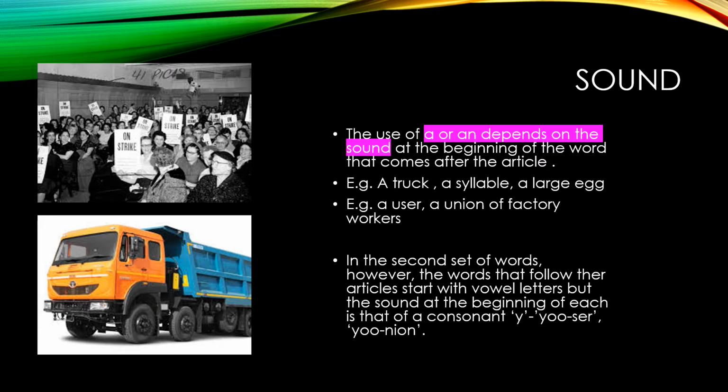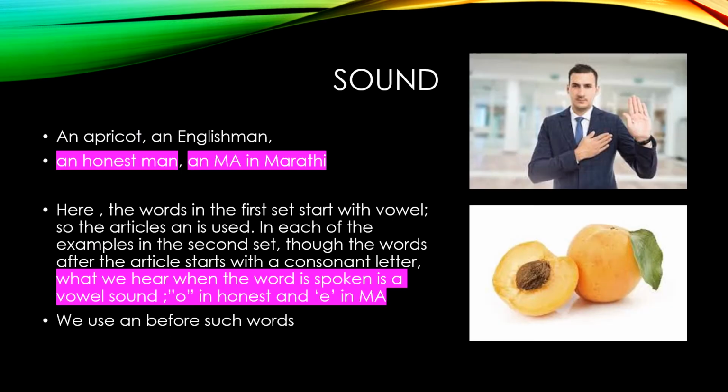In the second set of words, however, the words that follow the article start with a vowel letter, but the sound at the beginning of it is that of a consonant. User has the sound of a consonant. Therefore, we use a before union or user. An apricot, an Englishman, an honest man, an MBA.